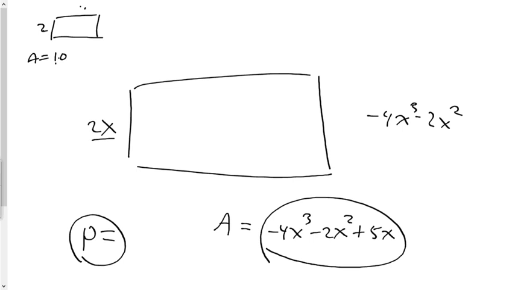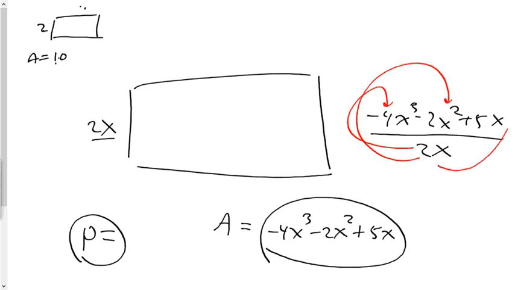2x squared plus 5x, all divided by the side we know, which is 2x. Once we have it written that way, we remember, because we're very smart people, that when you have a trinomial and you're using division, you need to use distributive property for both division and multiplication. So each of those terms will be divided by 2x.